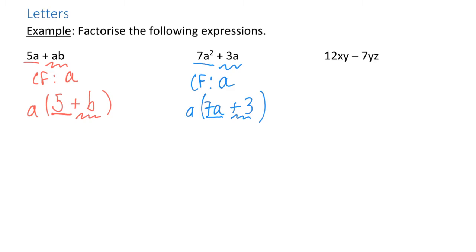And then in example 3, we've got 12xy and 7yz. The common factor there is a y. So we'll put our y outside the bracket. And we need to think, well, y multiplied by what gives us 12xy? So we need 12, and we also need an x. And then y multiplied by what gives us minus 7yz? Well, first of all, we need the minus. We've got the y, so we need the z, but we also need 7. So it's going to be minus 7z.